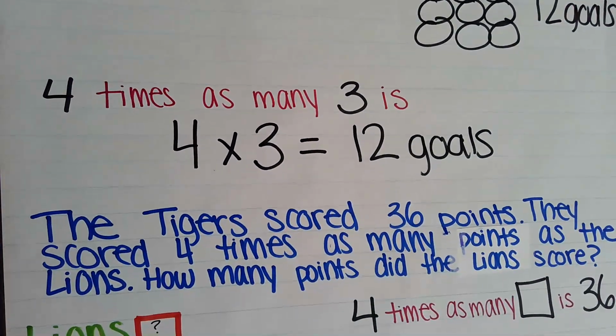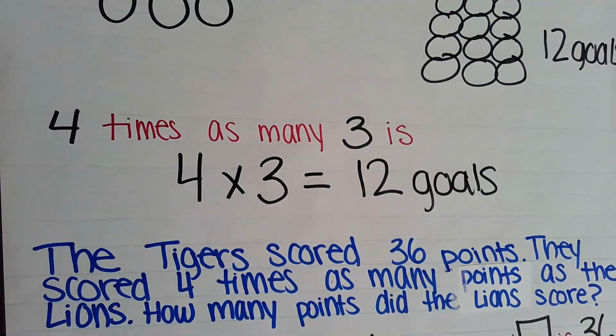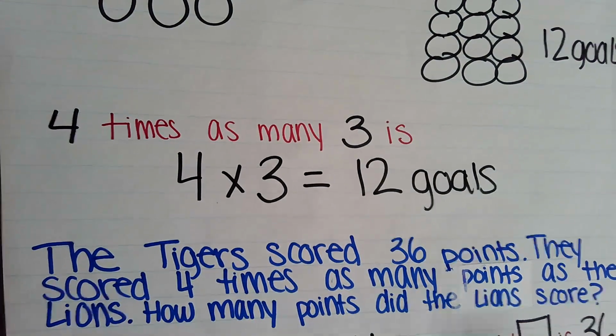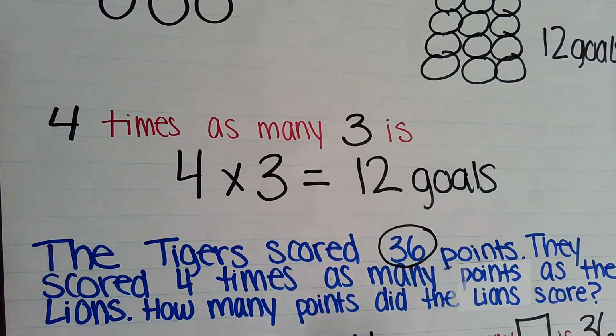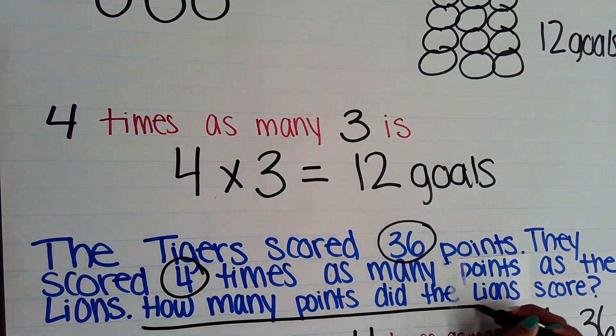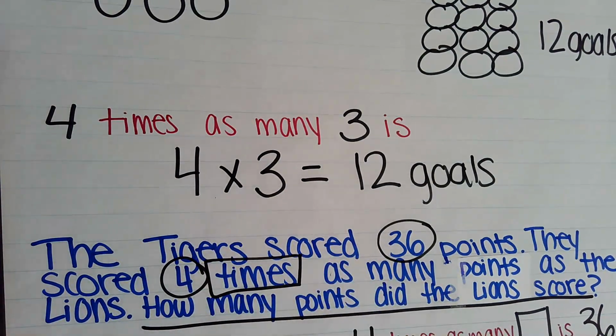All right, we're going to look at another problem that's going to use a little division to help us solve. So the Tigers scored 36 points. They scored 4 times as many points as the Lions. How many points did the Lions score? So again, I want to go back. I want to CUBES, have my 36, my 4. It's asking how many points did the Lions score. And again, I have that times.